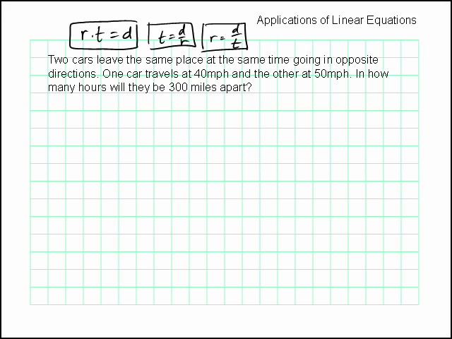Let's look at our first example here. Two cars leave the same place at the same time, going in opposite directions. One car travels 40 miles per hour, the other 50. How many hours will they be 300 miles apart? Okay, so they leave the same point. One car is going this way. The other car is going that way, different speeds. They do leave at the same time. So both cars start and then they both stop at the same time once this entire distance here is the 300 miles. So the key to this is to realize that the entire total distance is 300 miles.